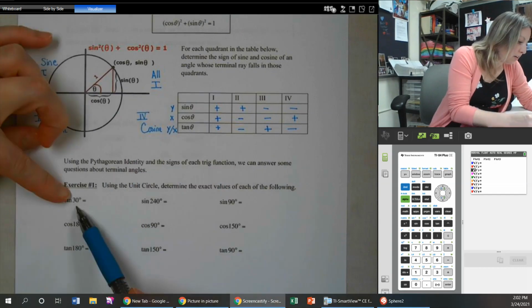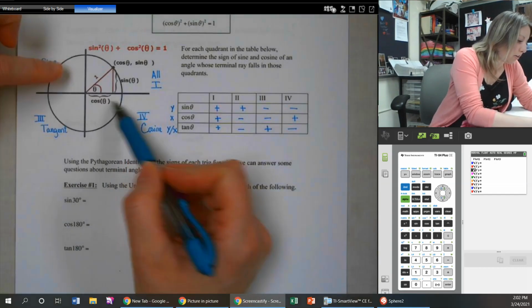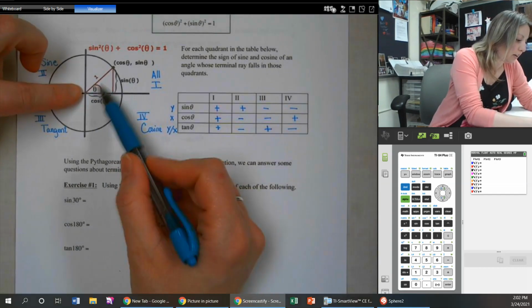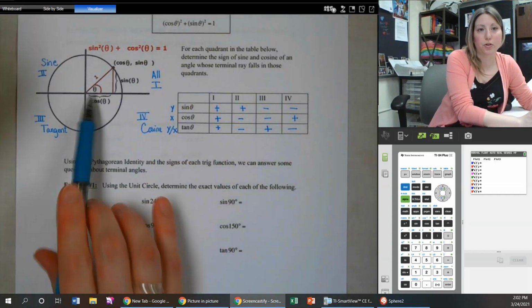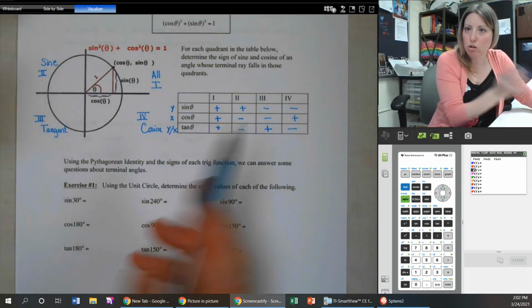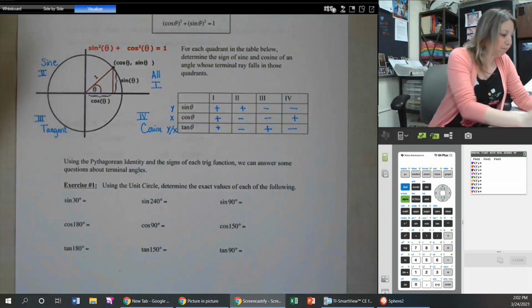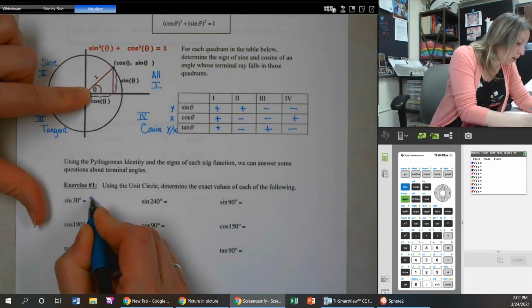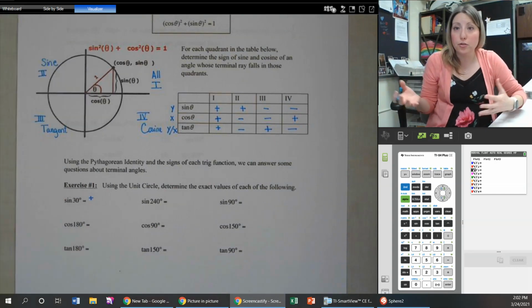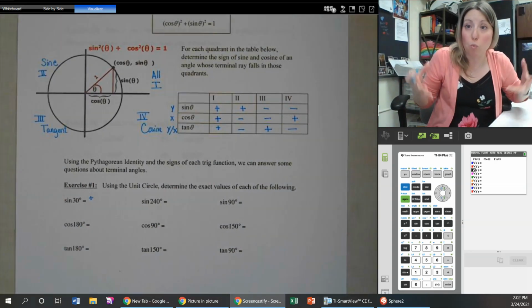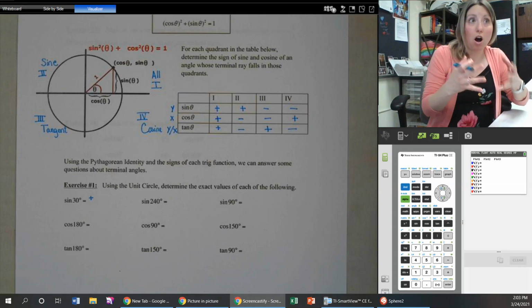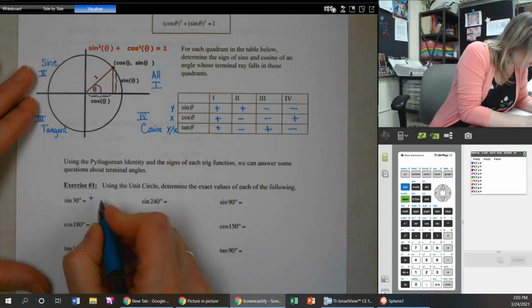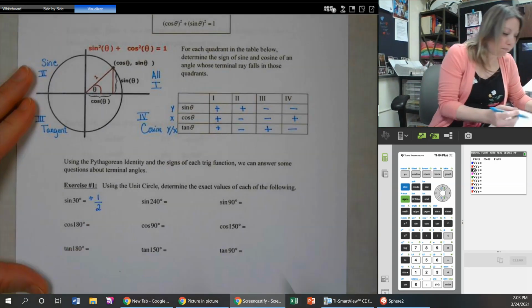So sine of 30. Well, the 30 reference angle is right here, right? And this is essentially a reference angle of 30, 45 probably, but close enough, right? So that means we're in quadrant 1, so we're going to be positive. Now, what's the sine of 30? Well, that's 1/2, right? It's the y value of the 30 degrees. So it's a positive 1/2 right here.